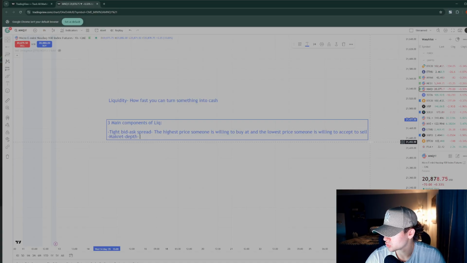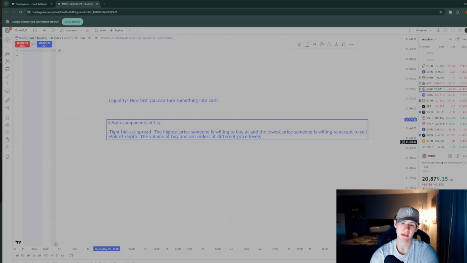The volume of buy and sell orders at various price levels. Volume of buy and sell orders at different price levels. This is kind of getting redundant because, again, liquidity isn't a hard thing to grasp, but you see it everywhere.